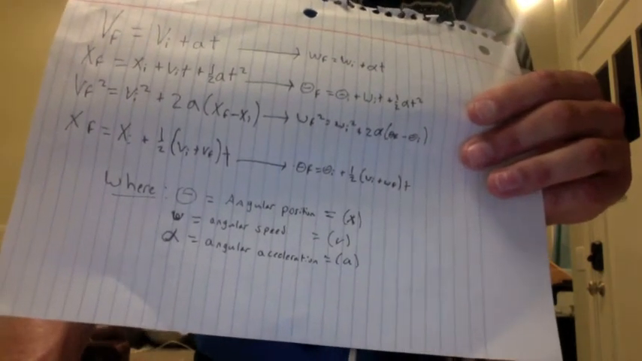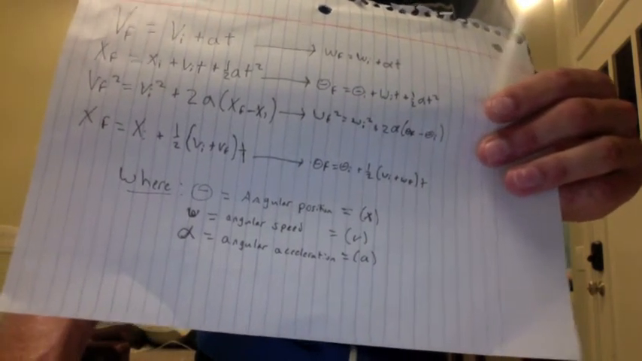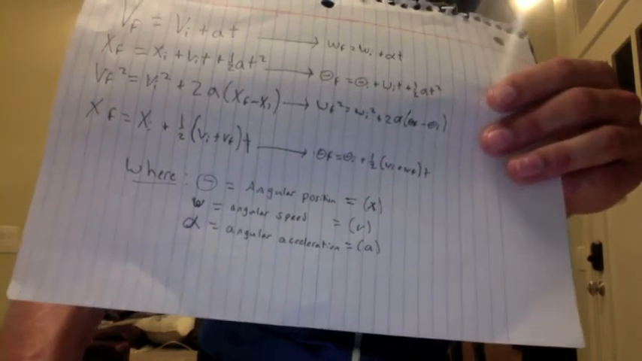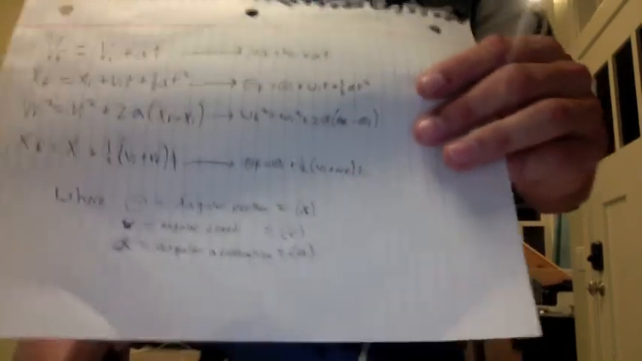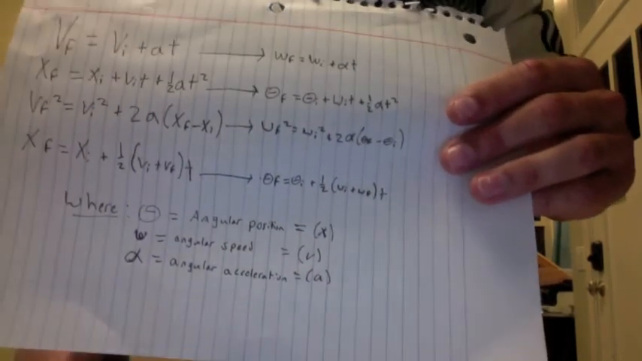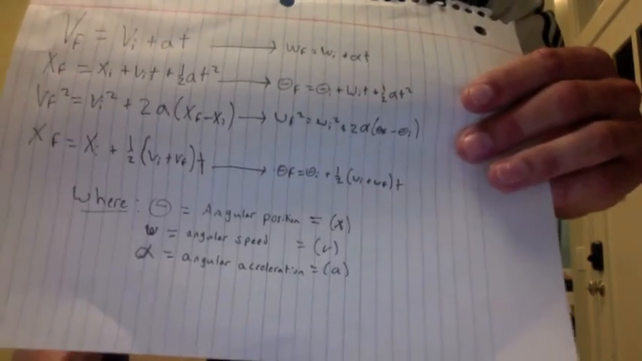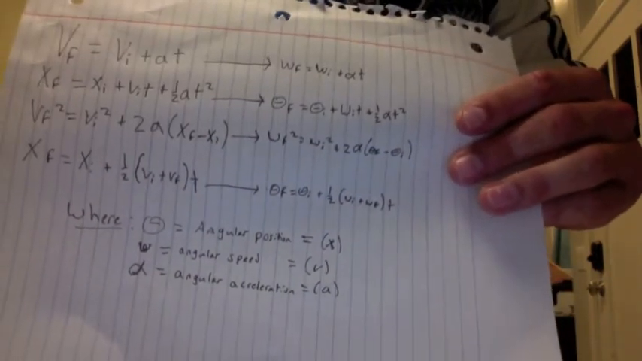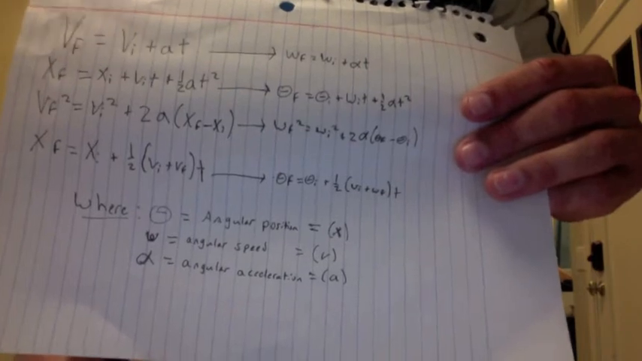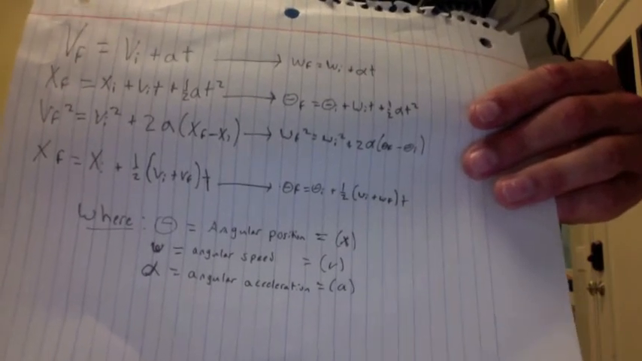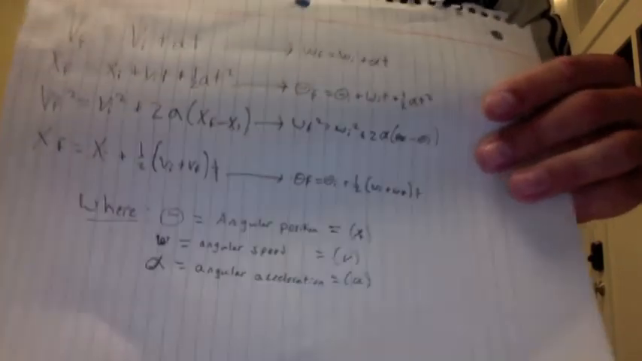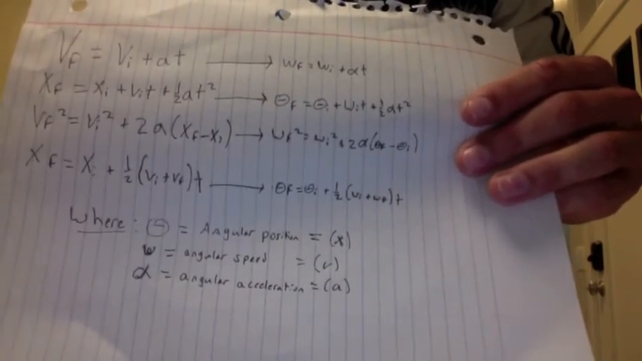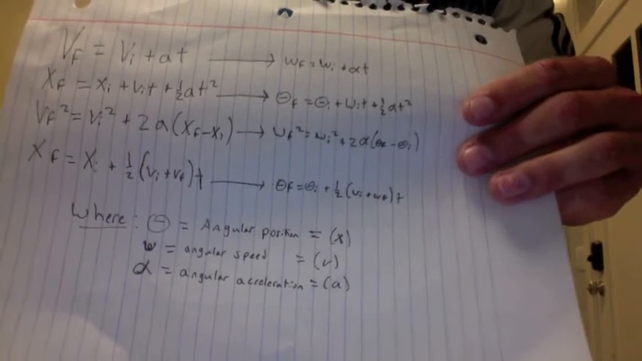Notice here the four equations for a particle under constant acceleration translated for a rigid object under constant angular acceleration. Notice how each equation is the same exact equation except for the symbols used. Instead of x for position, theta is used for angular position. Instead of v for velocity, omega is used for angular speed. And instead of a for acceleration, alpha is used for angular acceleration.